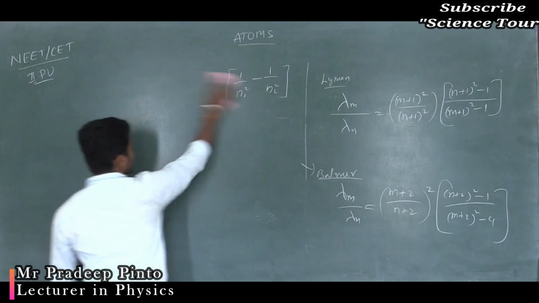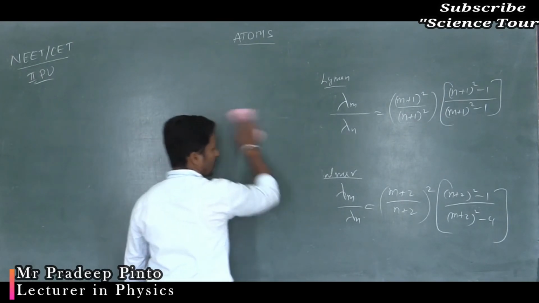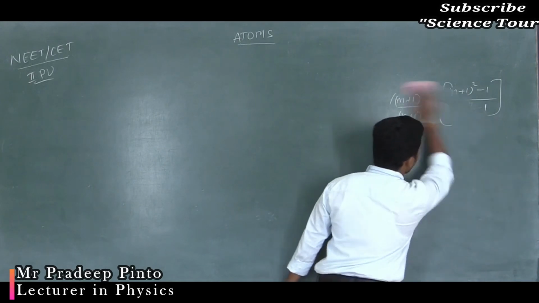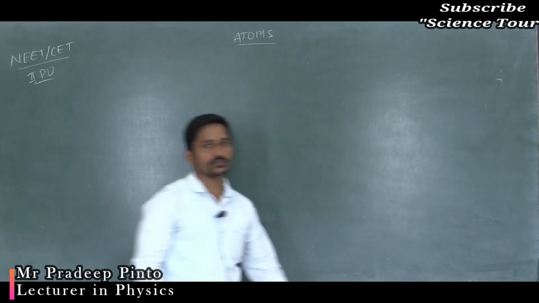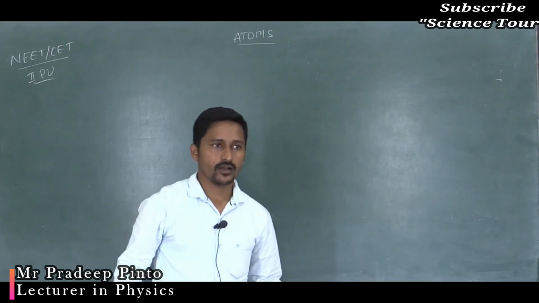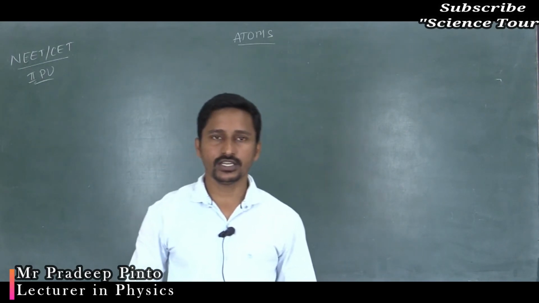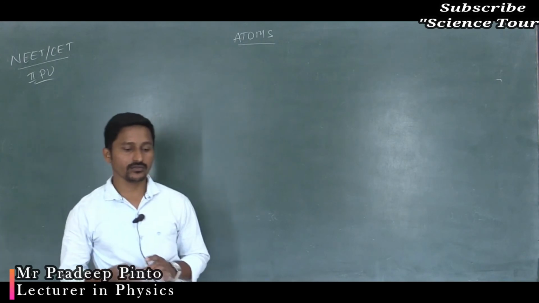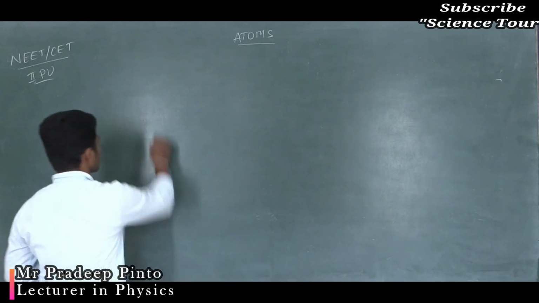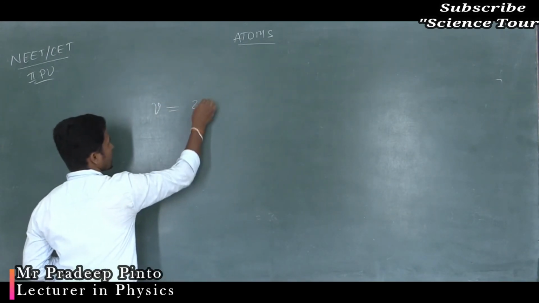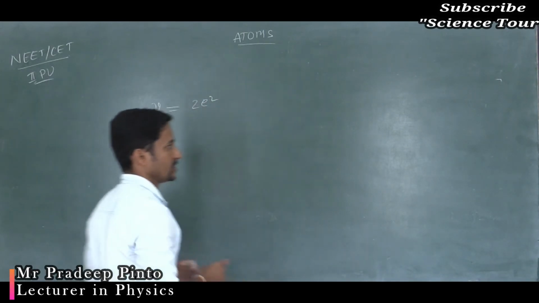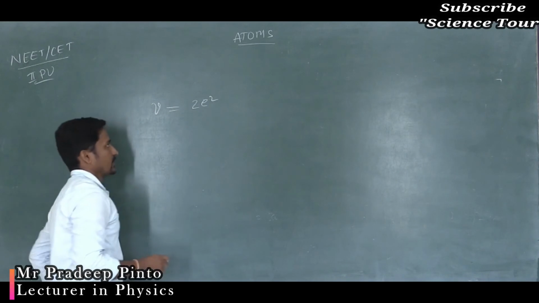Now what actually is velocity? For example, I have asked only about hydrogen. Velocity we have studied. For hydrogen you have found the velocity and radius, all those things we have studied. Now the velocity expression is ZE square divided by 2 epsilon naught nh.